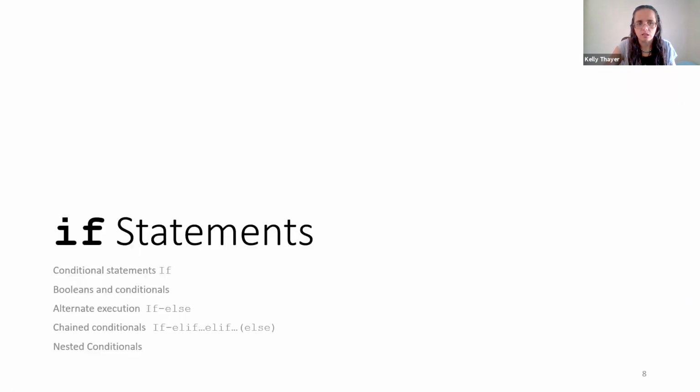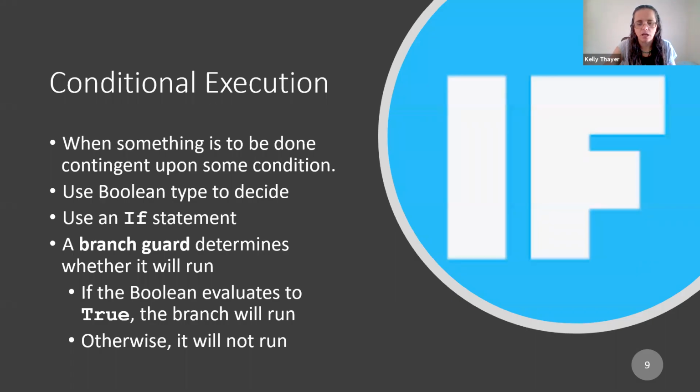Then, getting into if statements, this is conditional execution. It is depending on whether or not something happens. When something is to be done contingent upon some condition, then we're going to have an if statement. This is going to use the Boolean type to decide. A branch guard is what determines whether it will run or not. If the Boolean evaluates to true, the branch will run. Otherwise, it will not run.